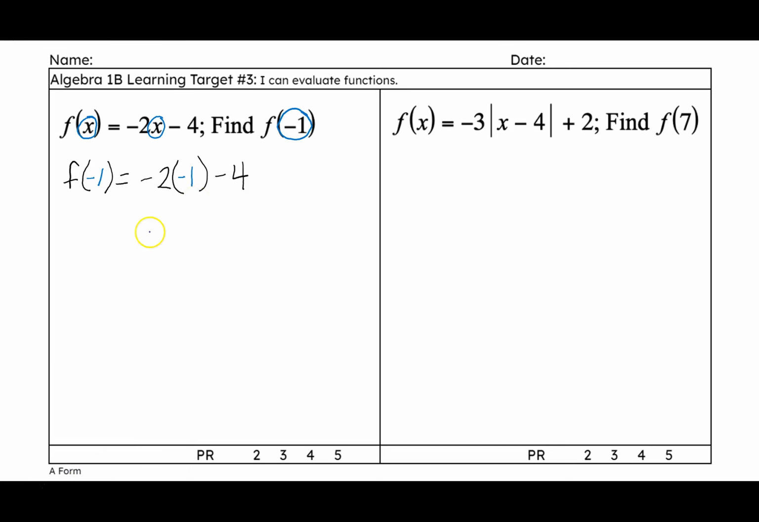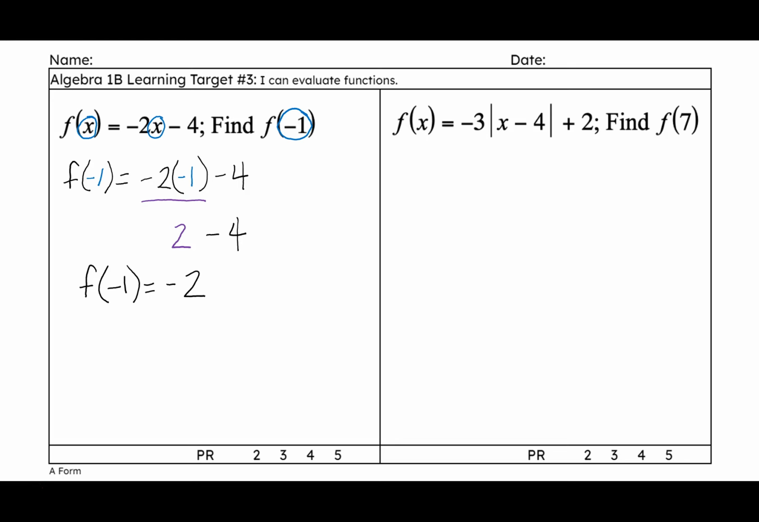So first we're going to get the -2 times -1, and that gets you an answer of 2. Now we're going to have that -4 brought down. And 2 take away 4 is equal to -2. So in this case, f of -1 is -2. For this particular machine, if you input a value of -1, it will output a value of -2.